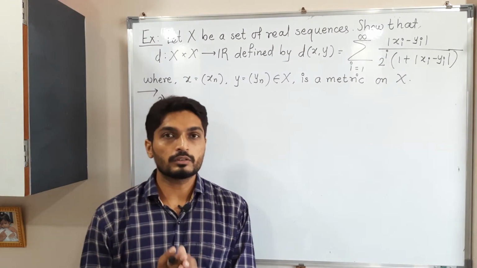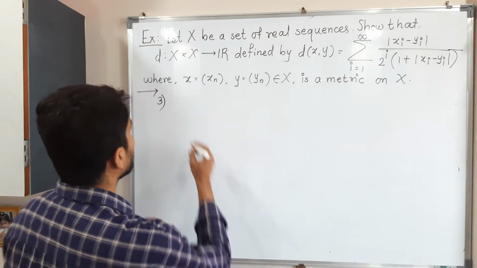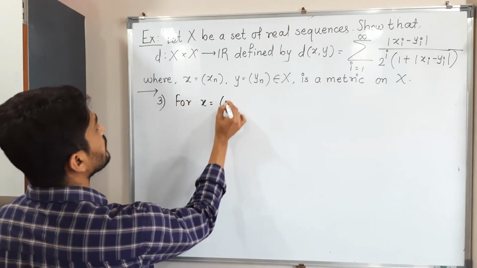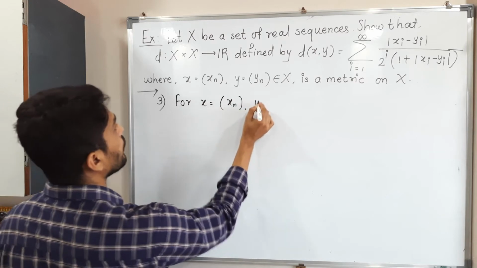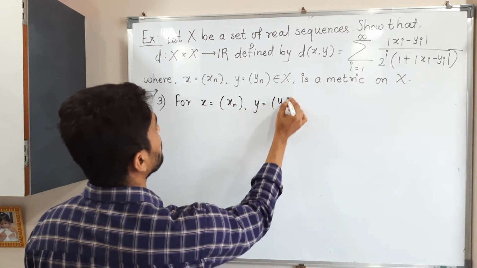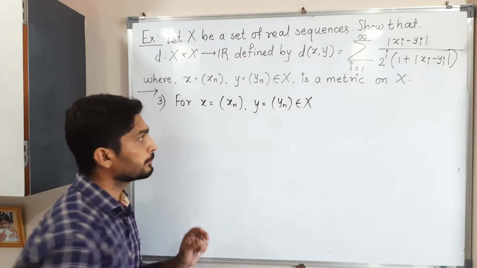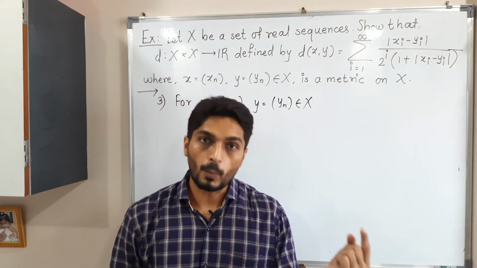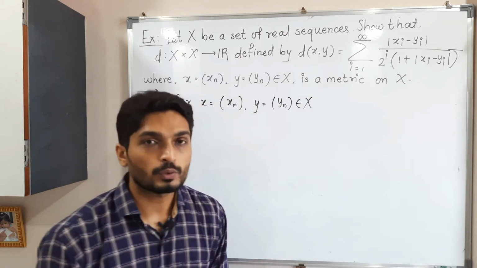Okay, so for the third property we require two elements. So I am taking x is equal to xn and y is equal to yn belonging to X. So two elements I have taken. You remember the third property, d of xy is equal to d of yx. So we call it symmetry. Okay, so let us start to do.